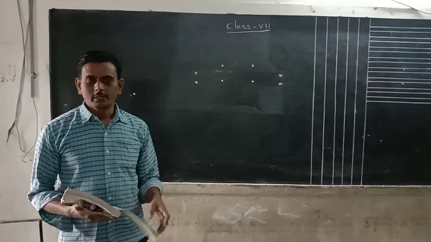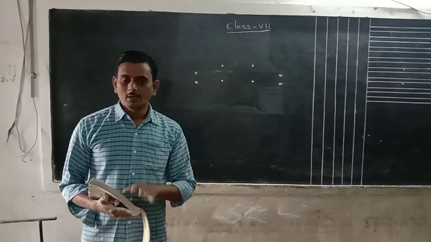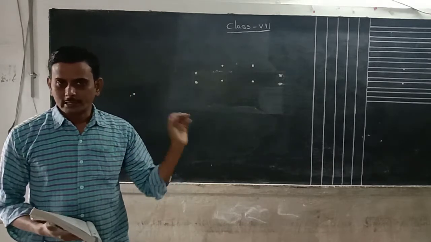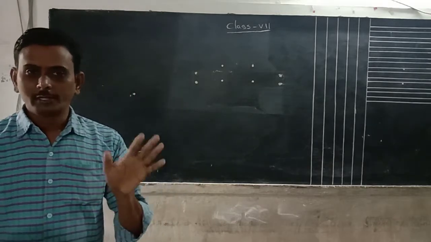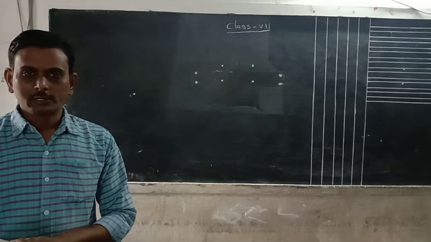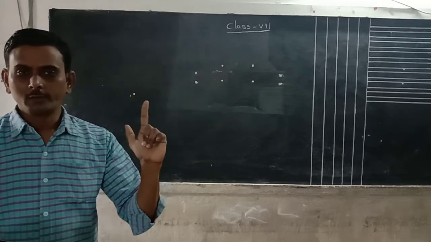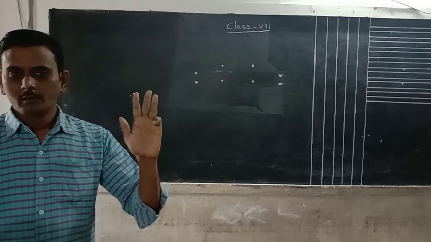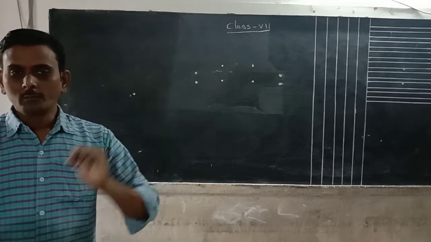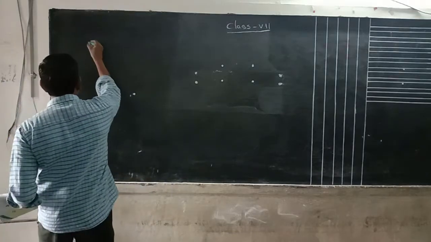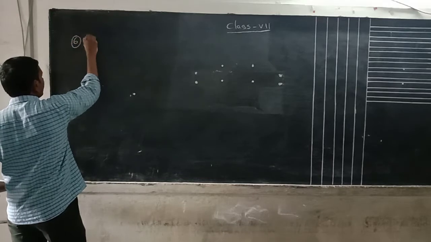In the previous class we discussed the properties of integers under multiplication. We already completed the properties of integers. How many properties are there? Closure property, commutative property, associative property, identity, and inverse. One more property is there, the sixth property: the distributive property.